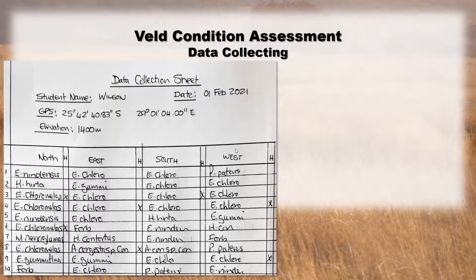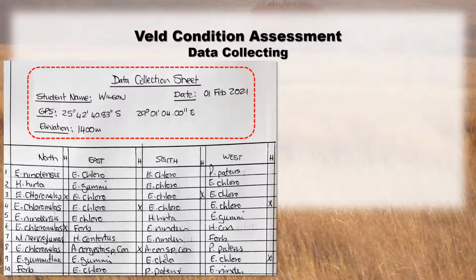So step by step that I was doing, we were recording it, okay, and you can see there the first step I did was Eragrostis limidensis. Second step I did was Hyparrhenia hirta. So the third step was Eragrostis chloromelas, and look here, I indicated that it was a hit.